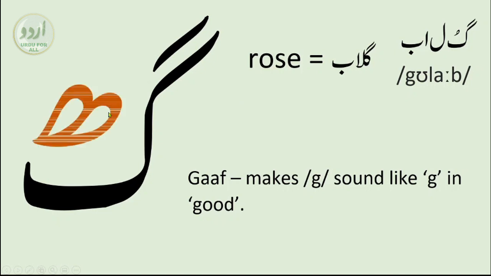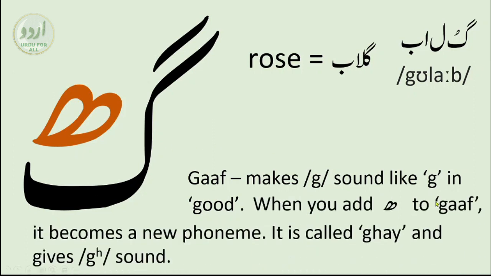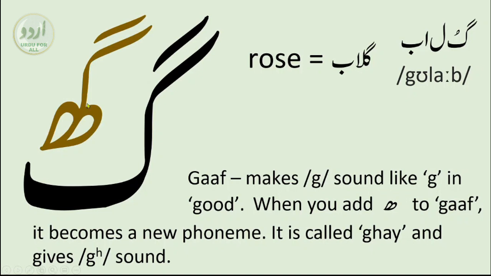Now look at this. Do you remember the name of this letter? Yeah, do chashmi hai. It's got 2 eyes. So do chashmi means 2-eyed hai. And you remember, it hasn't got a sound of its own. It's used to make digraphs, to make new sounds. So when it joins with the letter Gaf, it makes a new phoneme. That new phoneme is called Ghe, and it makes a Gh sound. We don't have this sound in English. It's a sound of G with a puff of air added to it.